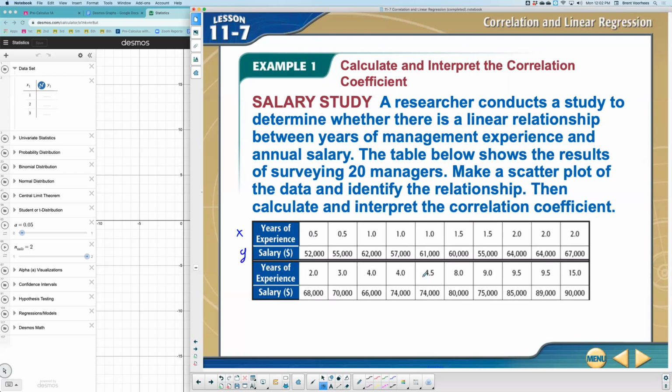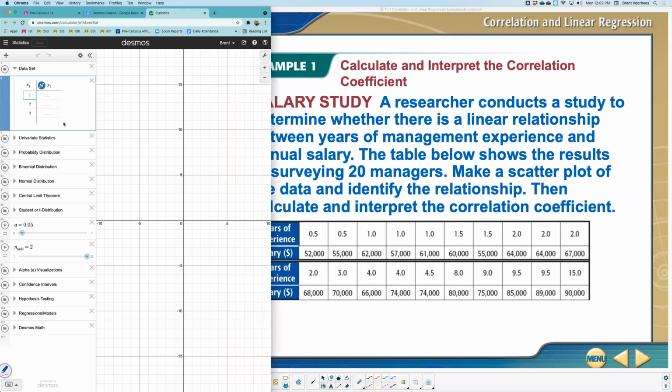And down below, we have a second set. And so it's, again, years of experience and salary, which means it's just a continuation. So I'll write here X, and then I'll put CONT, meaning continued, and a Y, CONT, in parentheses, meaning it's Y continued. So how will we do this with our calculator?